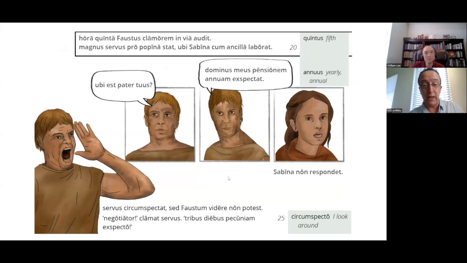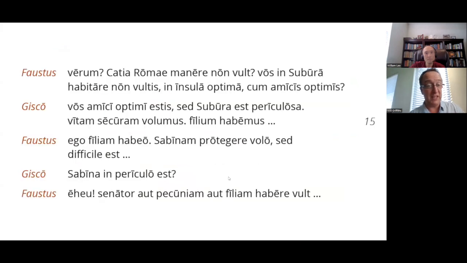Something to bear in mind with Sabina is that Faustus, her dad, is trying. If we skip on to the next slide, this is actually in chapter 5. Faustus puts money on the chariot racing. He's trying to make money for himself and his little family. And we notice in this text, Gisco saying, well, I want a safe life for my family. I've got a son. And Faustus says, well, I've got a daughter. I want to protect her, but it's difficult.